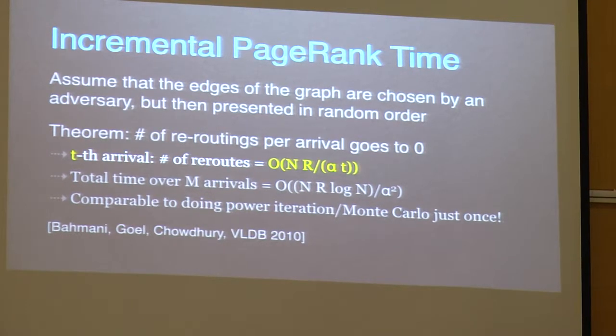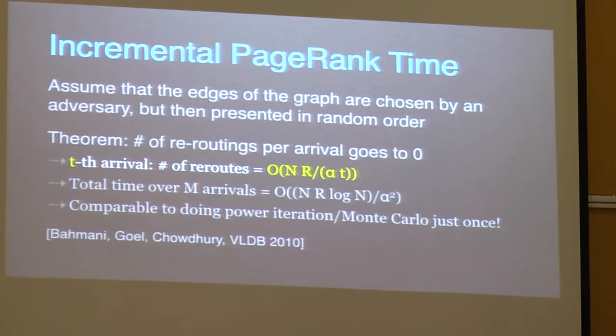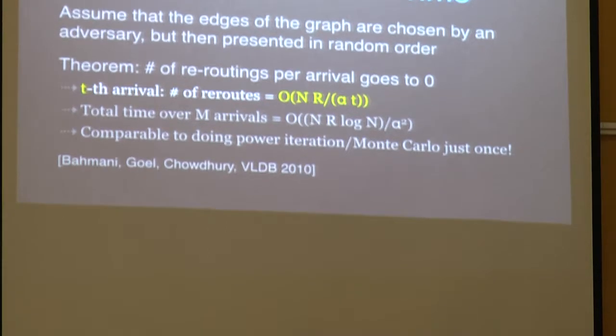So I just want to do a quick proof of this one idea. The number of reroutings for the tth arrival is order nr over alpha t. And I might ignore things like 1 over alpha and so on.